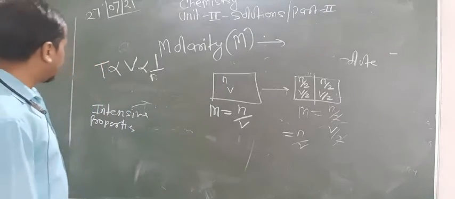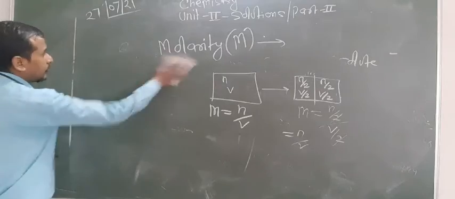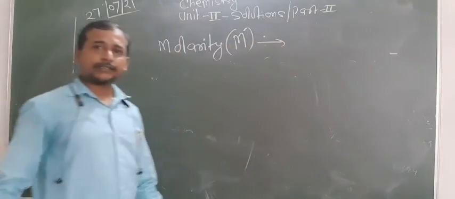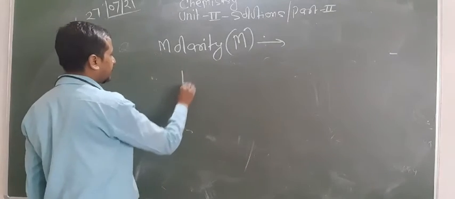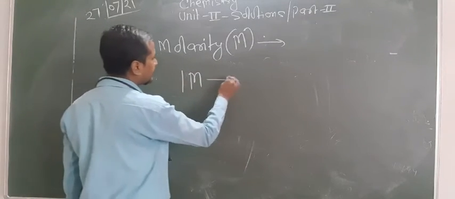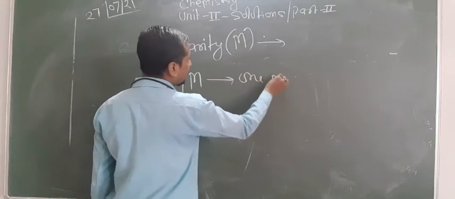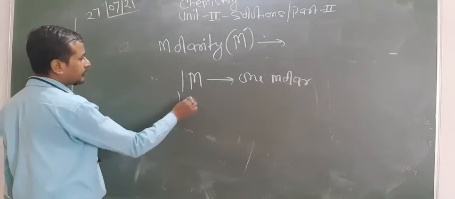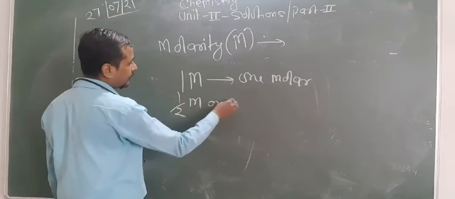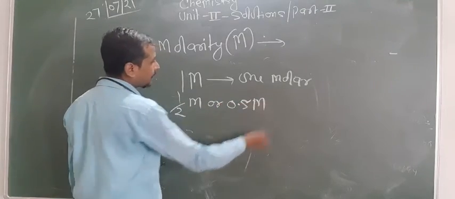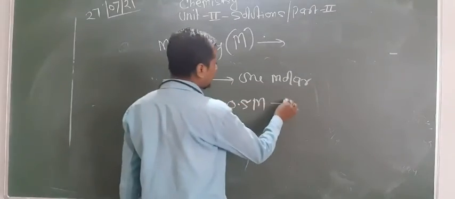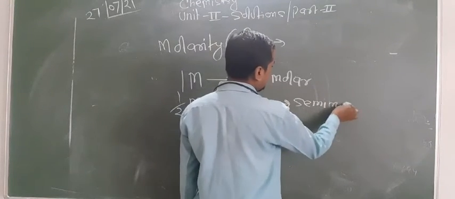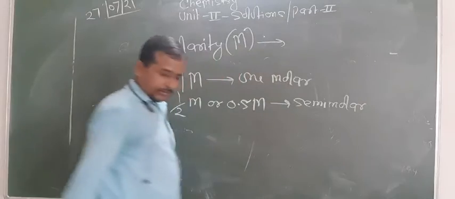Now some more important things regarding molarity. You have to know that if 1 M is given, that is named as 1 molar solution. If it is given as 1 by 2 capital M or written 0.5 capital M, this is known as semi-molar. Semi means half. Are you getting this point or not?